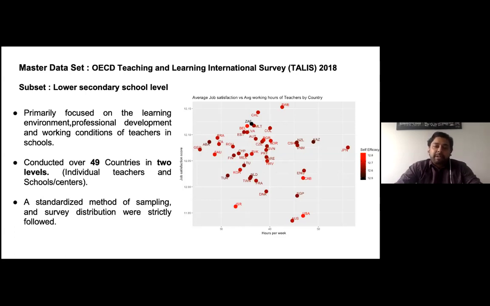And the primary focus of this survey is to study the learning environment, professional development, and the working conditions of teachers in those schools around 49 countries. And there are 2 levels of this survey. One level actually goes to the ground level, which is the individual teachers. And then the upper hierarchy is the survey from the principals or the schools.